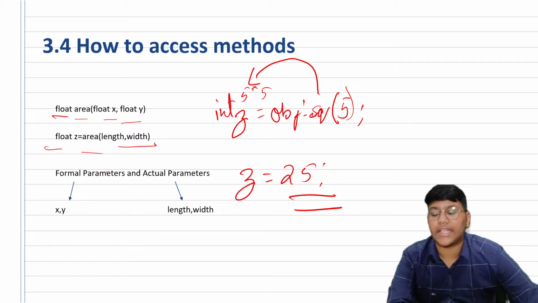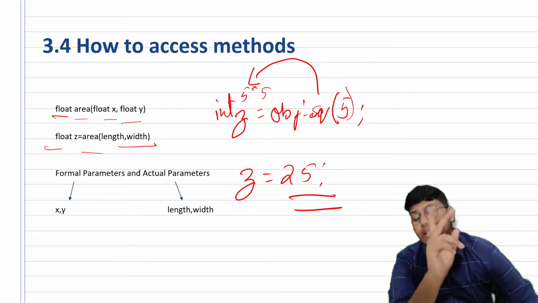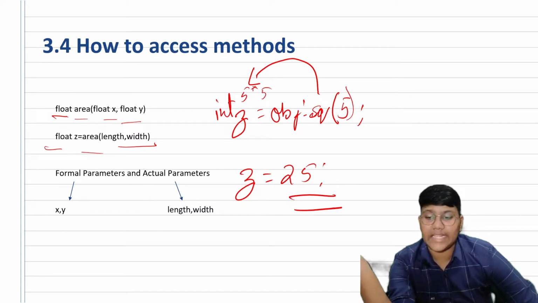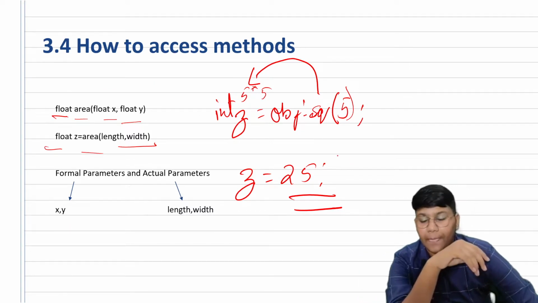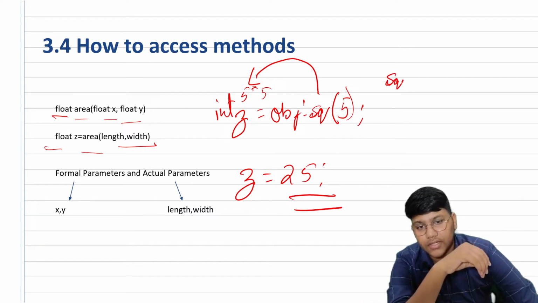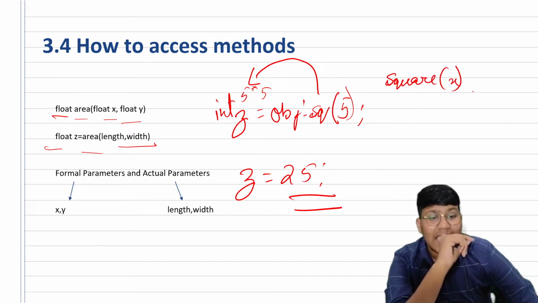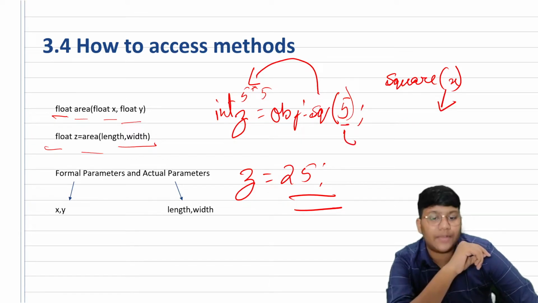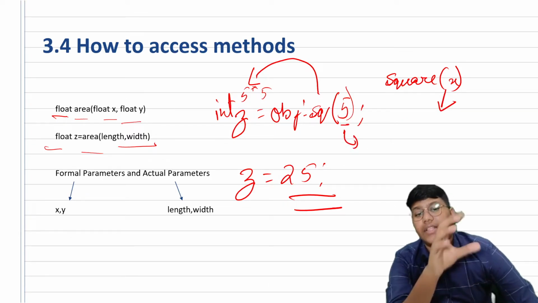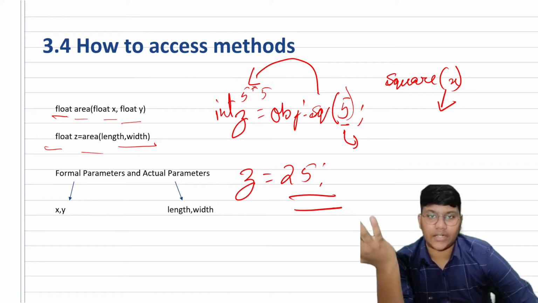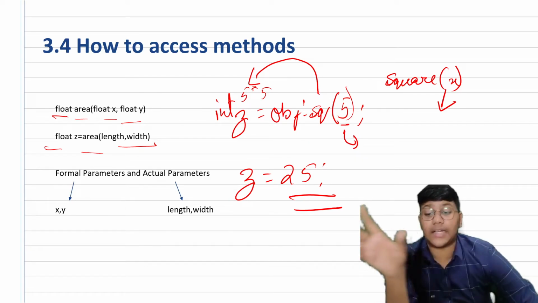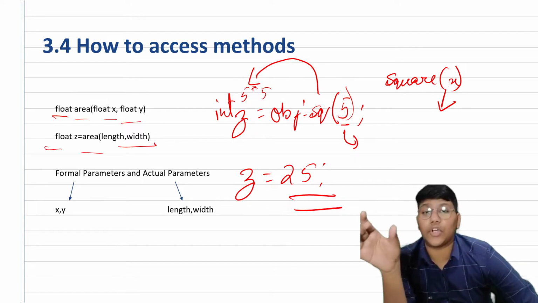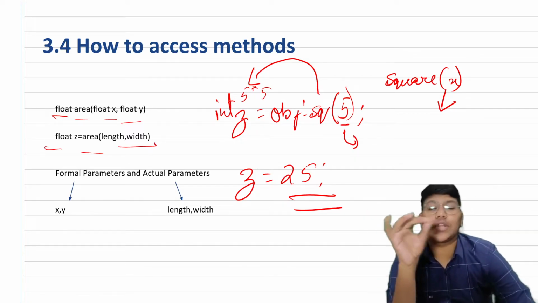Now there are two types of parameters, formal parameters and actual parameters. Here square was a method, square had x. X is the formal parameter, but 5 is the actual parameter. X is just formally there, that something needs to be there, but 5 is the actual parameter because we are using 5 to run that method.